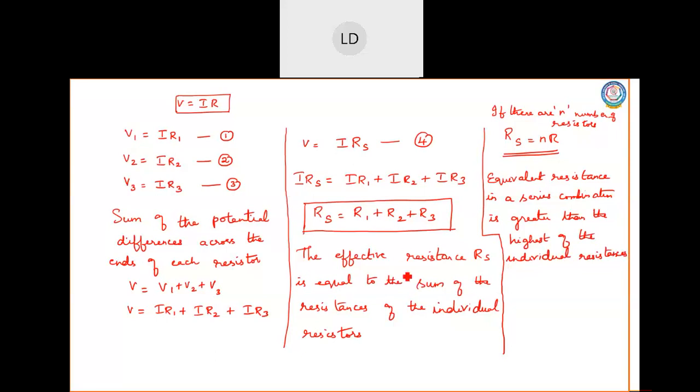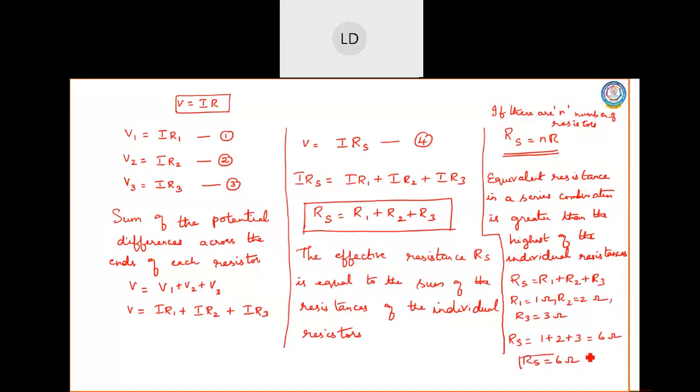Now let me take this formula itself. Rs equal to R1 plus R2 plus R3. Now let me give the value of R1 as 1 ohm, R2 as 2 ohm and R3 as 3 ohm. Okay. Now what will be the effective resistance here? The effective resistance will be the sum of all those three, right? So it is 1 plus 2 plus 3. So what is the effective value here? It is 6 ohm. Okay? So Rs will be 6 ohm.